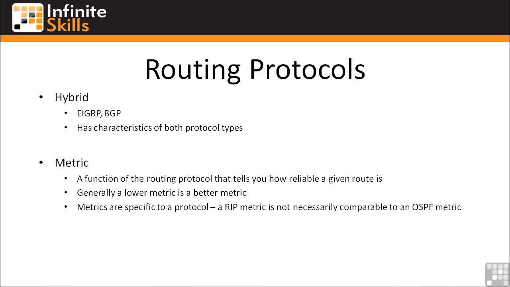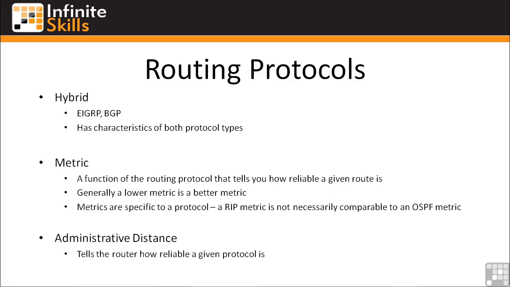So if OSPF learns about the same network from 4 different sources, it will look at the metrics and say, well, this one has the lowest metric. This is the one that's actually going into the routing table for the router to actually use. Which brings us to the last concept we're going to talk about when we talk about routing protocols, and that is administrative distance. And administrative distance is to routing protocols what the metric is to an individual routing protocol.